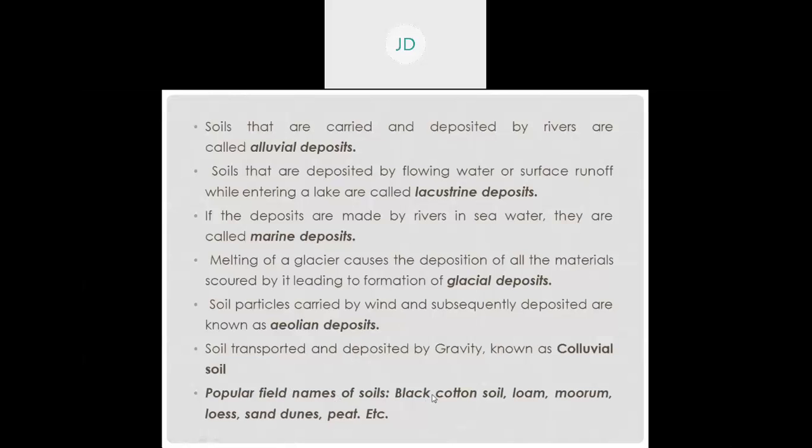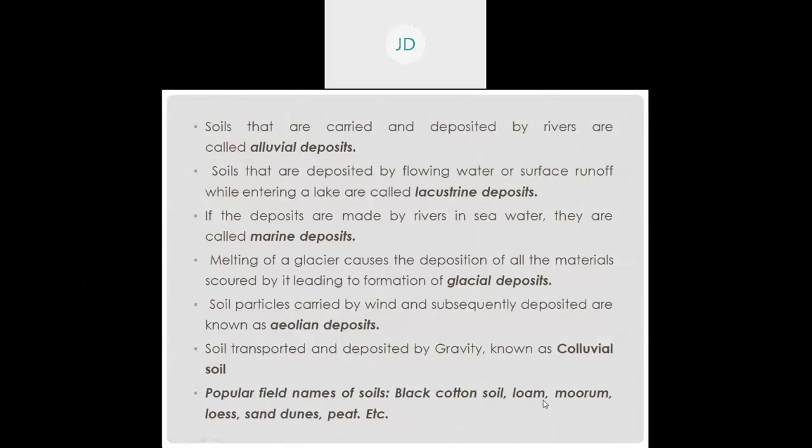So what is black cotton soil? What is meant by black and cotton? Black means its color is black. And why is it called cotton soil? Because this type of soil is very useful for cultivation of cotton. That's why it's known as black cotton. Black cotton soil is a residual clay soil, highly plastic. And the parent rock is basalt. I think you have heard this rock name basalt in a geology class, isn't it? So black cotton soil comes from the basalt rock.